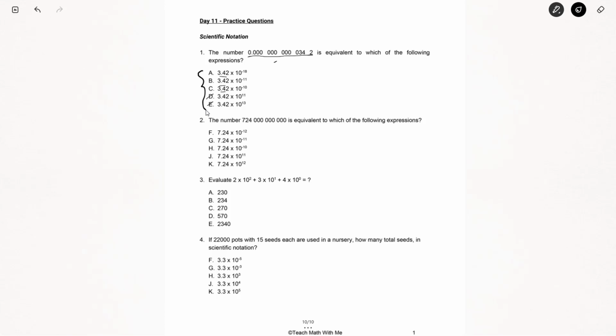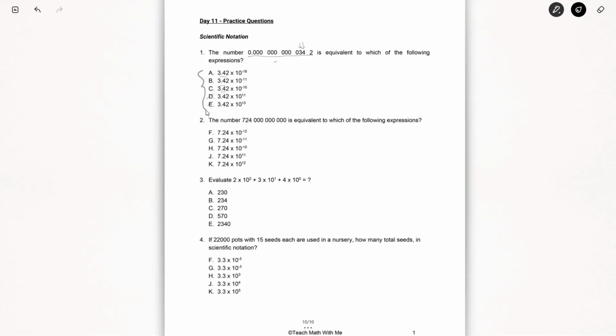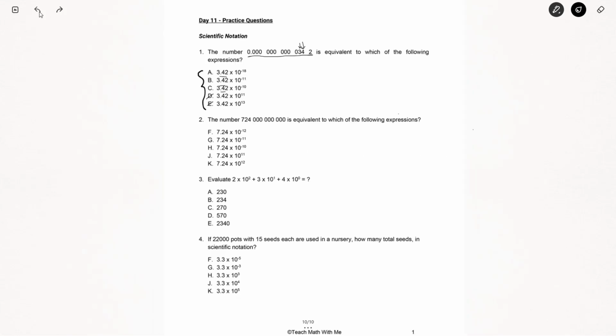Now, what I'm left with in A through C, they all have this 3.42. That is the standard way that we write something when we move the decimal to after the first non-zero digit when reading left to right. So that's between the 3 and the 4. So we're going to take the decimal point and see how many positions we will move it to the right. We go 1, 2, 3, 4, 5, 6, 7, 8, 9, 10, 11. So we moved that 11 positions to the right. So that gives us answer choice B, 3.42 times 10 to the negative 11.